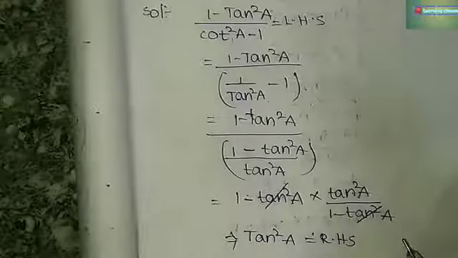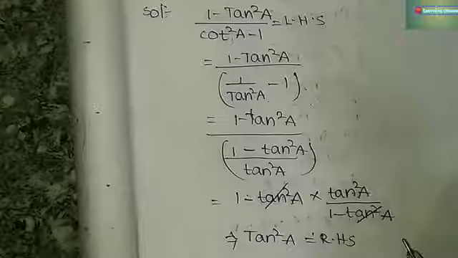Into, it will come as numerator when we divide. Tan square A minus 1 minus tan square A. 1 minus tan square A, 1 minus tan square A cancel each other. So the answer is tan square A, which is equal to our RHS.